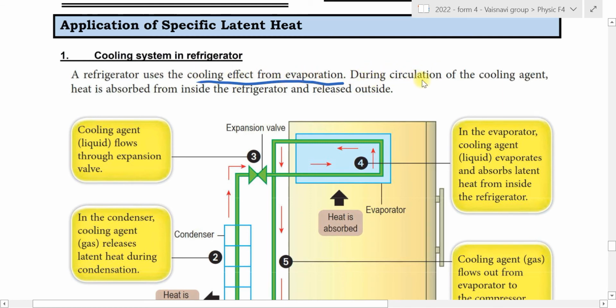Okay, during circulation of the cooling agent, heat is absorbed from inside the refrigerator and released outside.